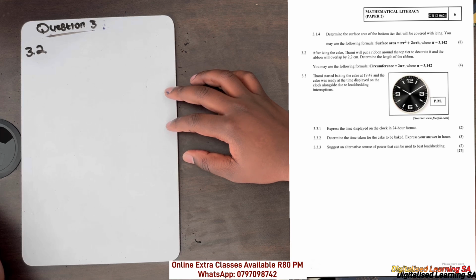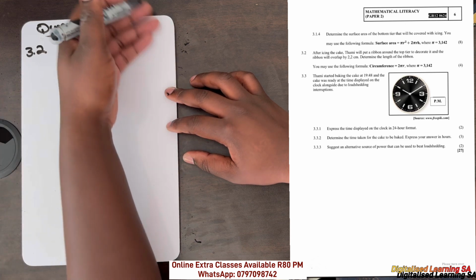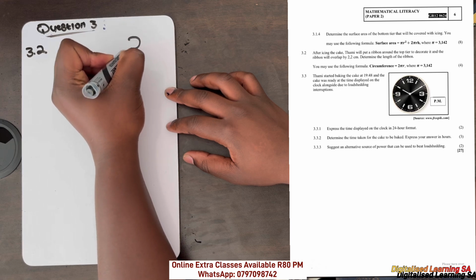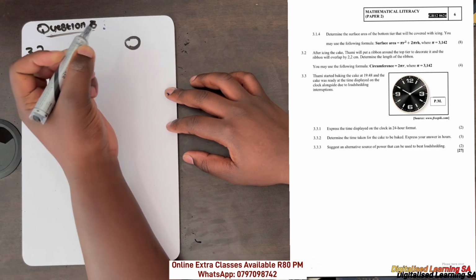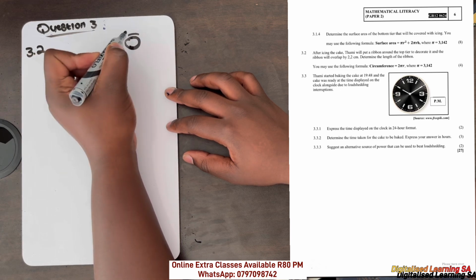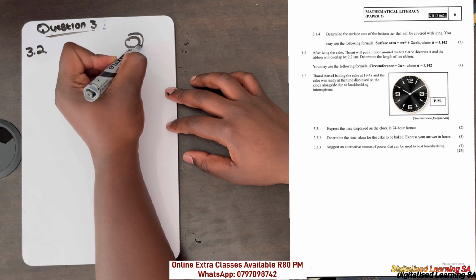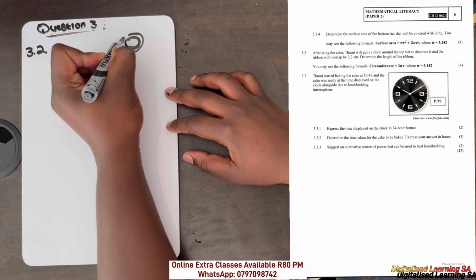We are also told that we may use the following formula. So we need to use the circumference formula. Remember this, the circumference. Let's say this is our cake. The circumference is the total distance around our cake, for instance.